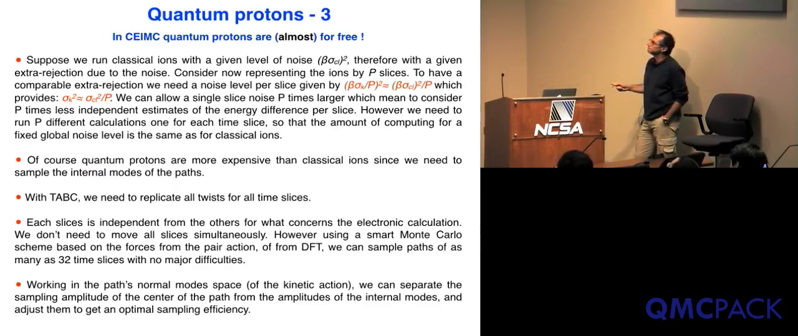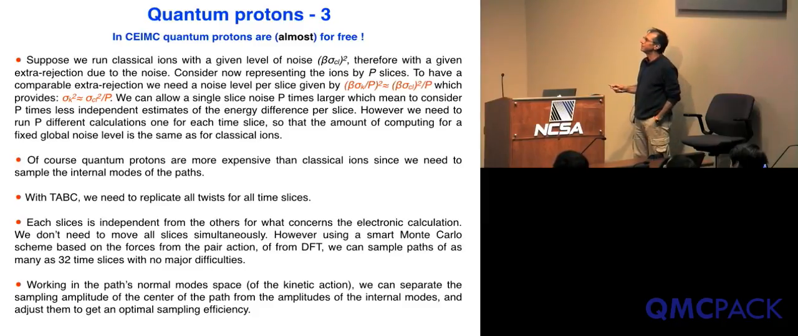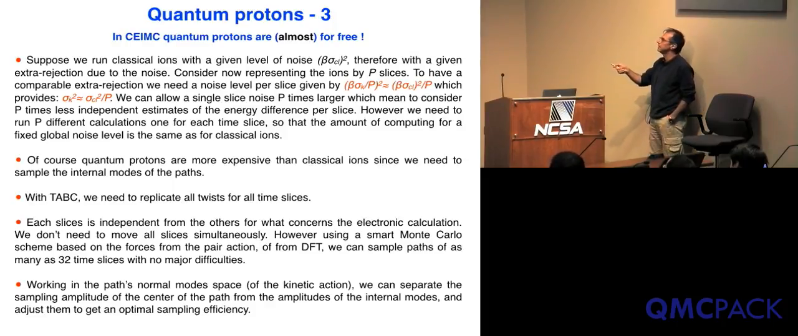Okay, now, the last minute, I want to argue that quantum protons in coupled electron-ion are almost for free. Again, for the same reason why the twist average is for free. Why? Because this is the noise level. Suppose that you want to run with a fixed noise level for a classical particle. Now you have p replicas. This is the number of imaginary time steps. You have p replicas in imaginary time, and so your noise level becomes something like that.